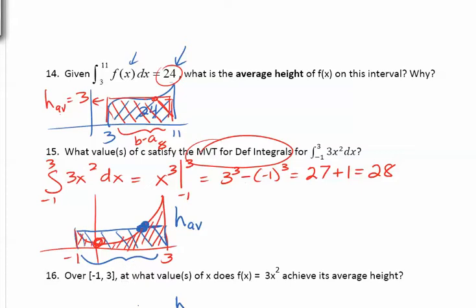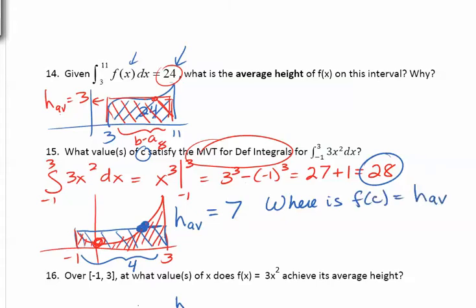That's silly. Negative 1 to 3 is 4. So we want this blue rectangle to have the same area. So if we want 4 times the average height to give us the same area of 28, do you see that the average height would have to be 7? So now we're looking for the c value. So we're saying for MVT, for integrals, where is f of c equal to the average height?